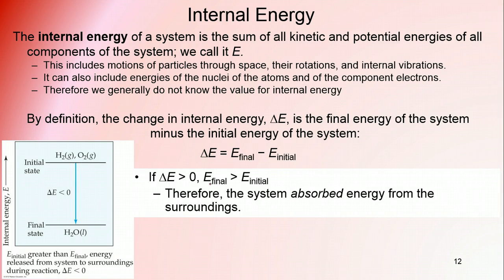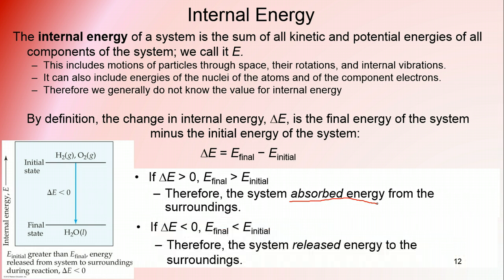So if we have a positive delta E, that means that the final energy must be greater than the initial energy, and therefore the system absorbed energy from the surroundings. And likewise, if we have delta E less than 0, which means it's negative, that means the E final must have been less than E initial. So when I do this subtraction, it gives me a negative value, and that means the system released energy to the surroundings.